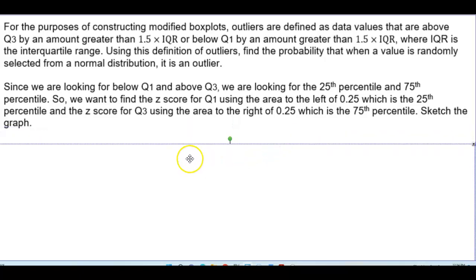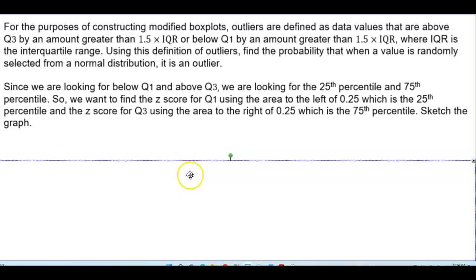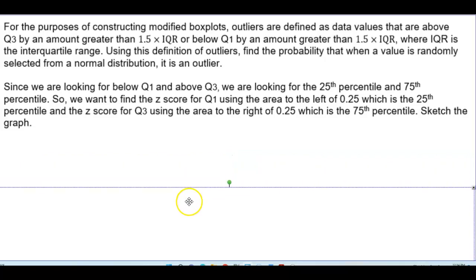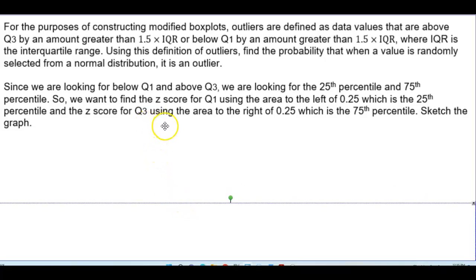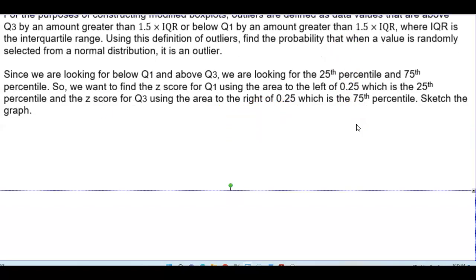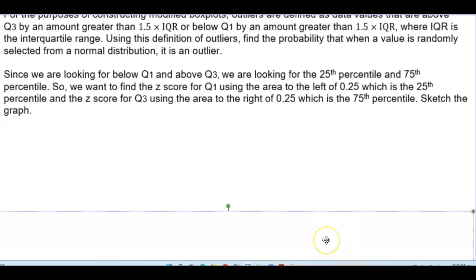So we want to find z-scores for Q1 using the area to the left of 0.25, which is the 25th percentile, and the z-score for quartile 3 using the area to the right of 0.25, which is the 75th percentile, and then sketch the graph. So here we have our graph. So we're going to go ahead and create our bell curve.